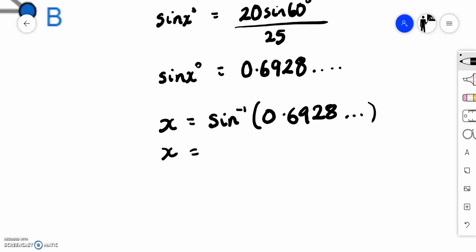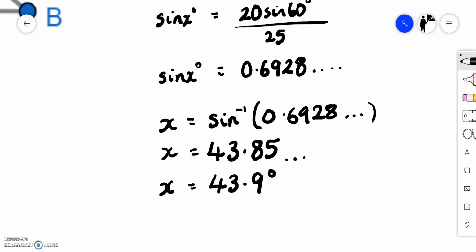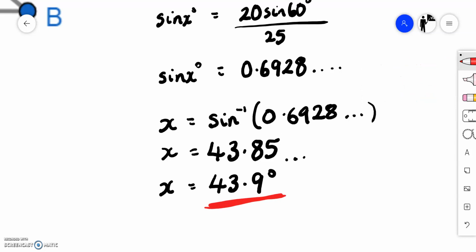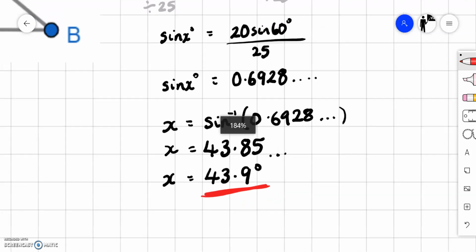To type that into my calculator, I'll just do shift sine and I'll just press the answer button. I wouldn't clear my screen. And that should come out to be 43.85. And if we're doing that to one decimal place, that's going to be 43.9 degrees. We're working with an angle here, so our unit is degrees.